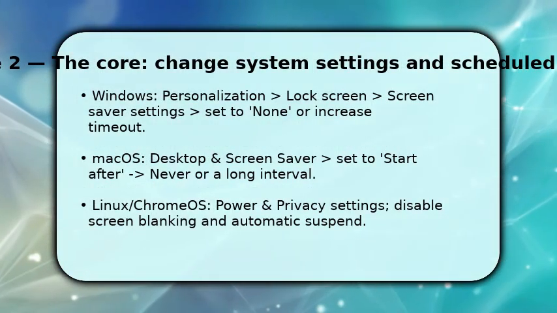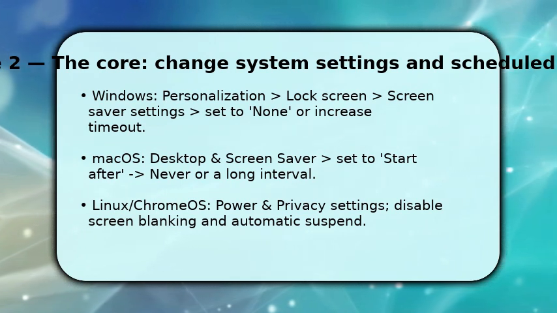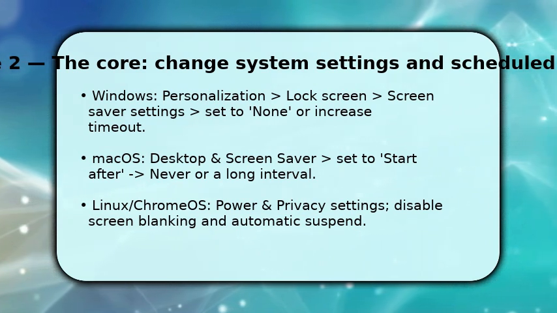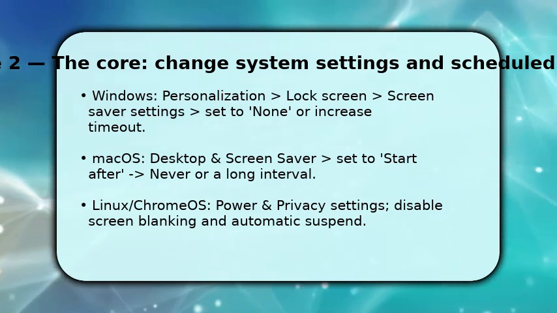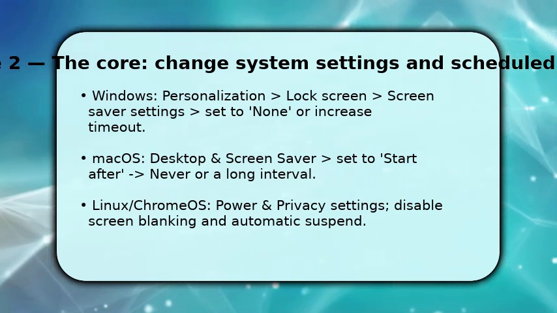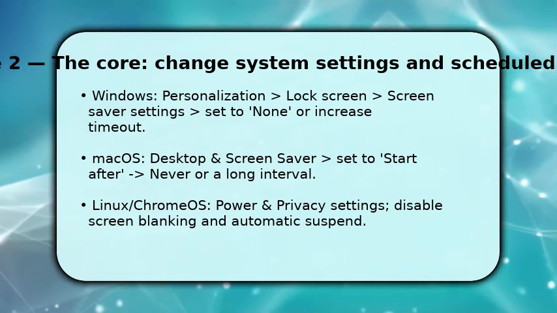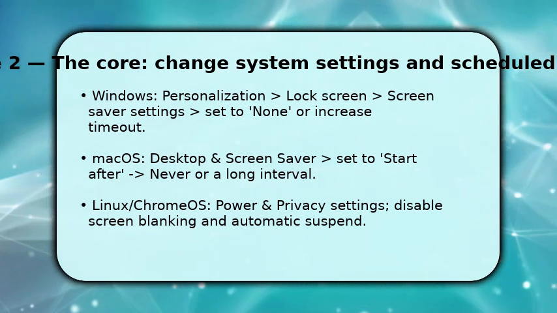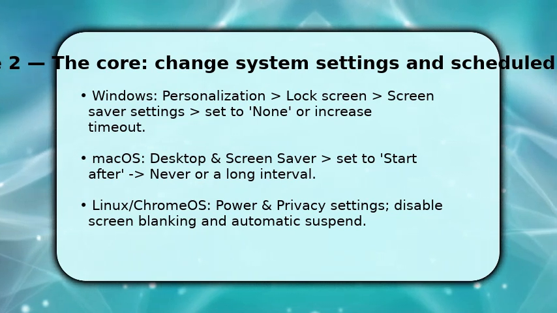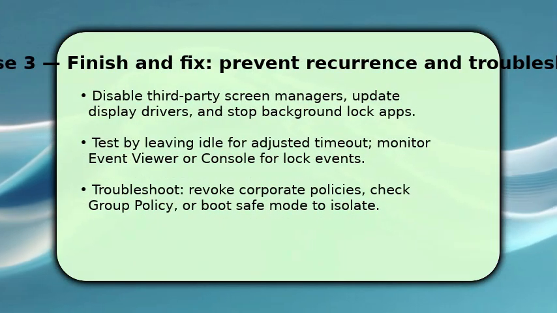Now change the core settings that enforce the screensaver. You'll disable or set the screensaver to none and increase timeouts in power settings. On Windows, also check Group Policy or Task Scheduler for scripts that trigger locking. On macOS, check Energy Saver schedules and hot corners. For Linux, edit Power Management or X11/Wayland blanking values. Once done, recheck Screensaver timeout plus any third-party utilities that override system defaults, because they're often the hidden cause of repeat activations. Finish by preventing recurrence.